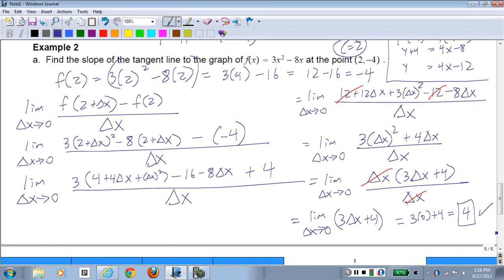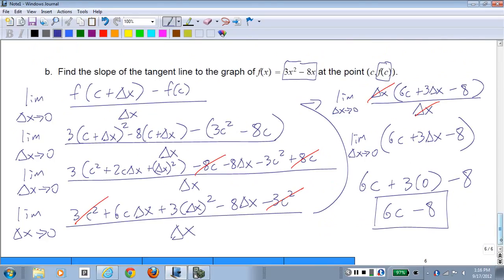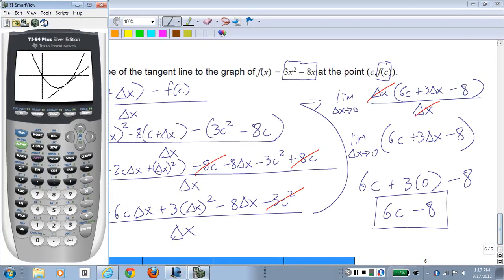But now, it's easier to ask the question, well, what if c equals 3? 6 times 3 is 18. 18 minus 8 is 10. So the slope of the tangent line would be 10 in that case. So we can go back to the graph. At 3, whatever point there is on the graph with an x-coordinate 3, plug in the 3. So the point 3, 3, evidently the slope is 10.